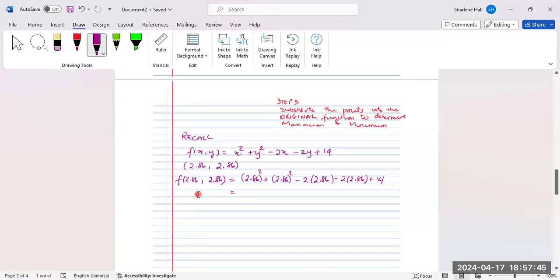What do you get for that one? I got 18.92. 18.92. All right. And then now I'm looking at negative 2.86, negative 2.86. No, it won't be the same answer. F of negative 2.86, negative 2.86 is going to be negative 2.86 squared plus negative 2.86 squared minus 2 times negative 2.86 plus 14. Do that quick and fast for me, please. You have 2 minutes.